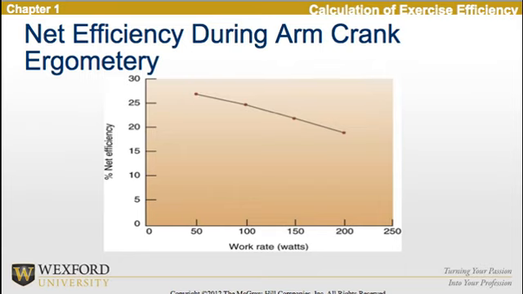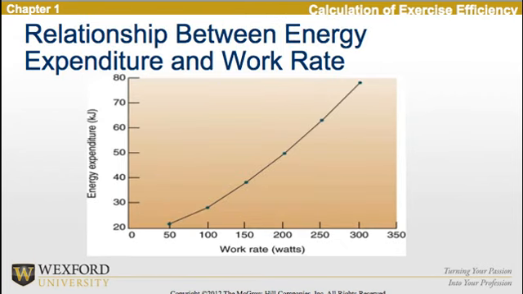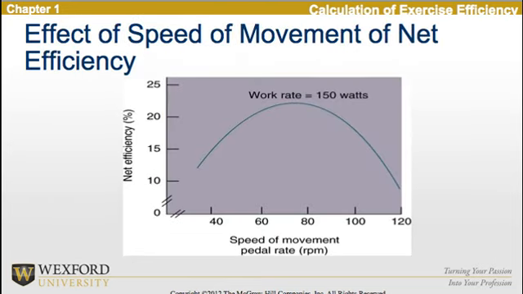Now looking at this chart, the net efficiency during arm crank ergometry again shows that with an increased work rate, we have a decrease in exercise efficiency. If we look at the relationship between energy expenditure and work rate, again we have a curvilinear relationship between the two variables. Now if we look at the effects of speed of movement on net efficiency, again we have a curvilinear relationship where there's an optimum speed for exercise efficiency. So moving too slow or too fast is going to affect the overall efficiency of the exercise.